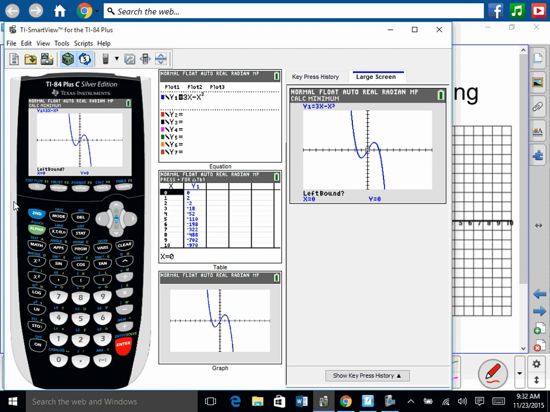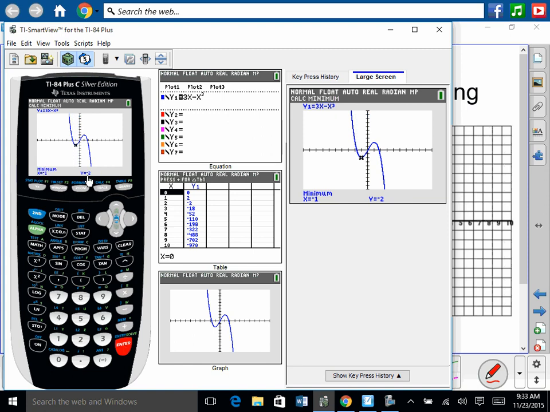You've got to do it correctly. So it says left bound. So we need to be left of the minimum value. So I'm going to scroll with my calculator and make sure I'm left of it. I'm left of the minimum. I hit enter. Then I'm going to scroll right. It says right bound. I got to make sure I'm right of the minimum. Anywhere right. I hit enter. It says, do you want me to guess? Yes. Hit enter again.